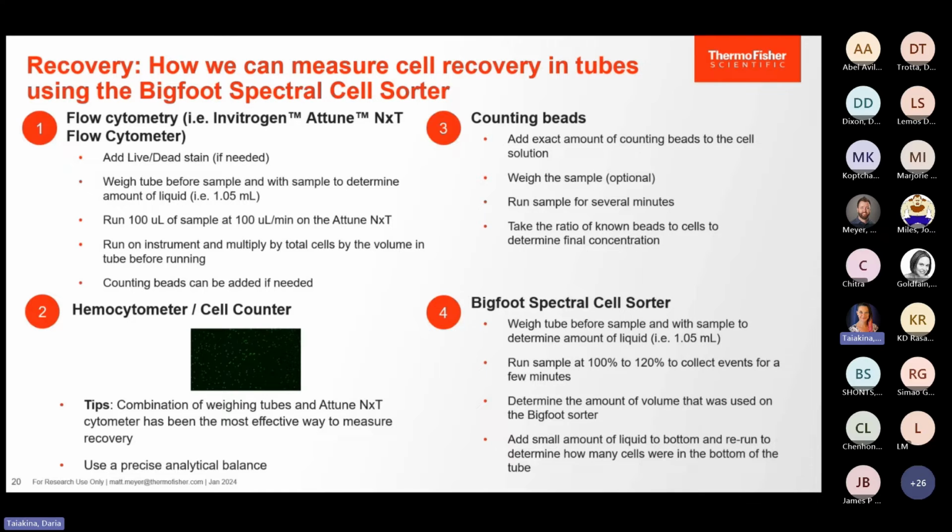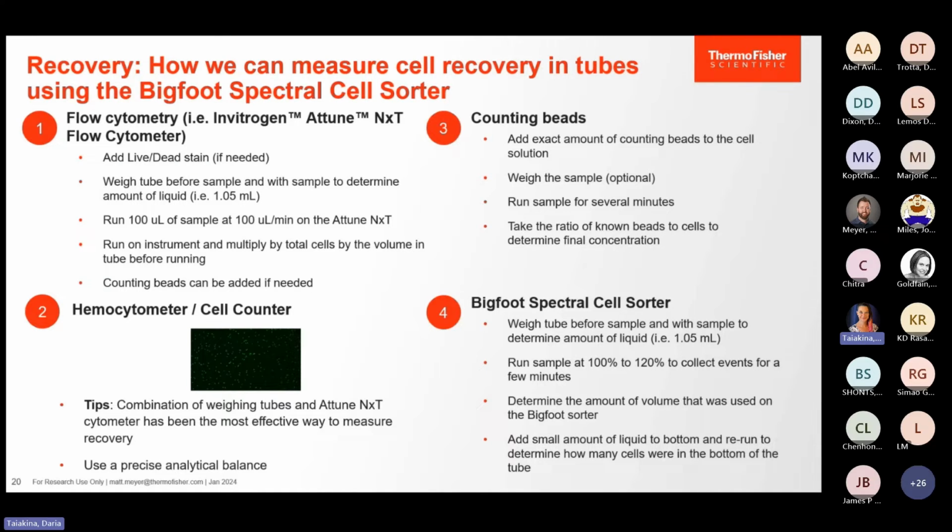Counting beads, you can actually add these to a cytometer. You can add these to something like the Bigfoot, and then get a ratio of the exact amount of counting beads to cells. Then you can basically determine your final cell count or concentration that way. And typically, you can even use the Bigfoot cell sorter to do that.